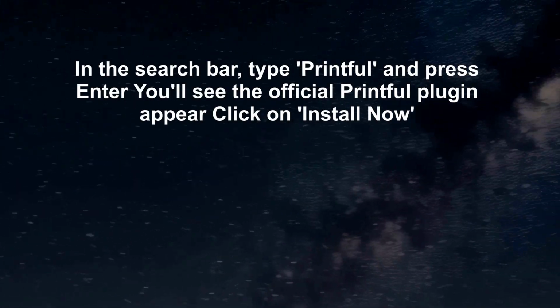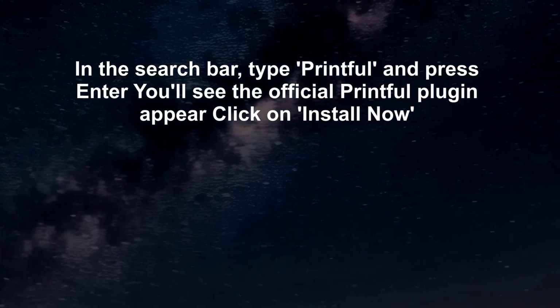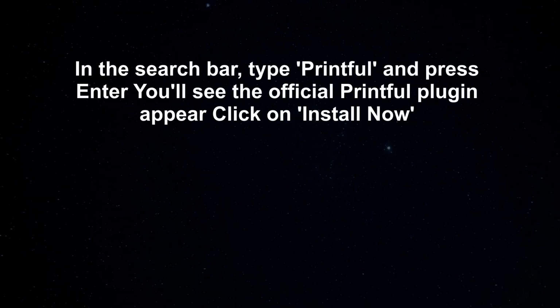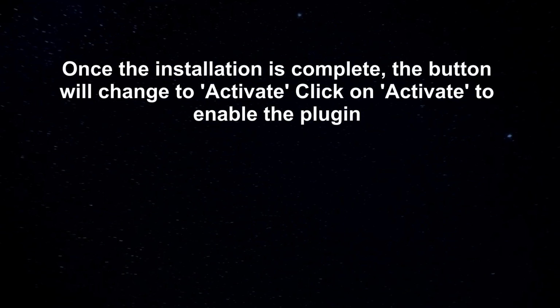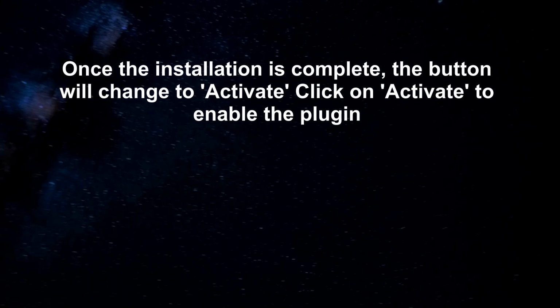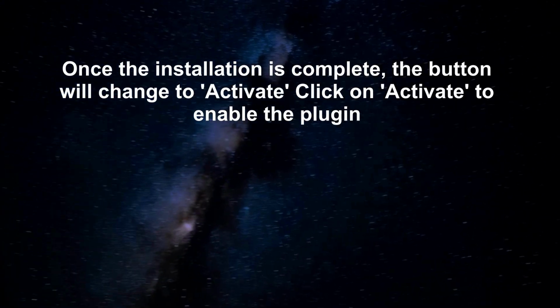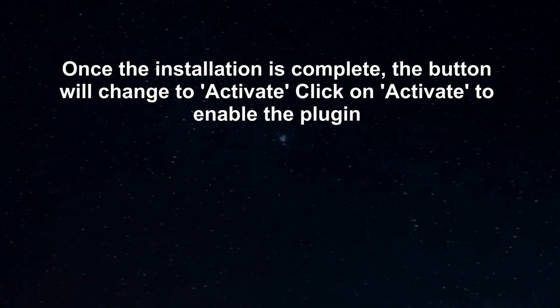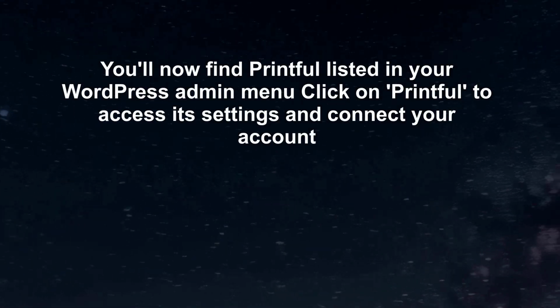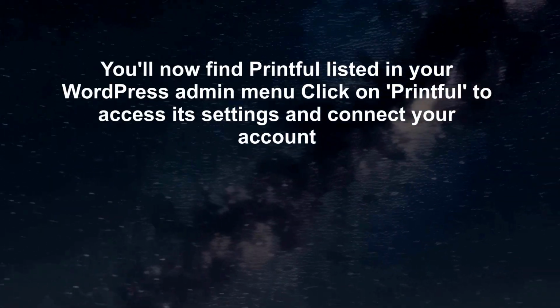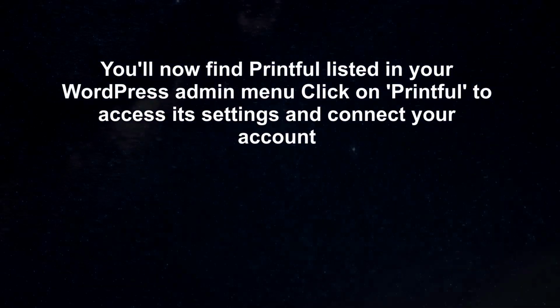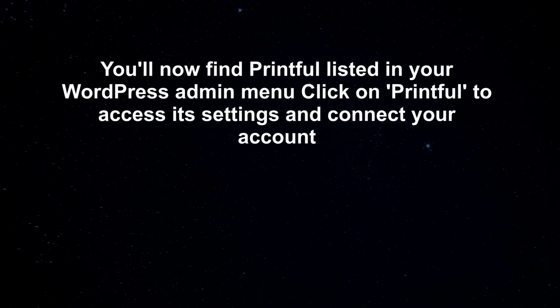In the search bar, type Printful and press Enter. You'll see the official Printful plugin appear. Click on Install Now. Once the installation is complete, the button will change to Activate. Click on Activate to enable the plugin. You'll now find Printful listed in your WordPress admin menu. Click on Printful to access its settings and connect your account.